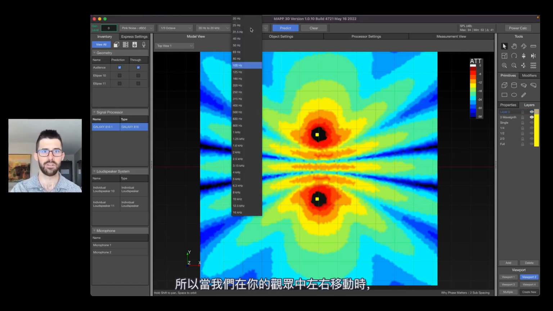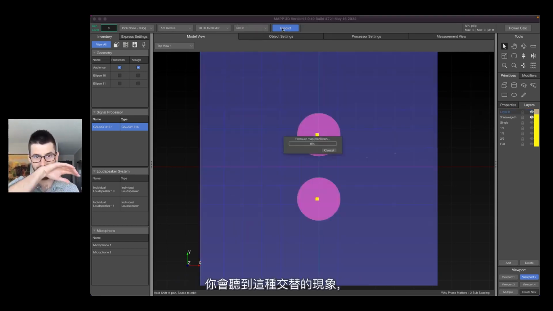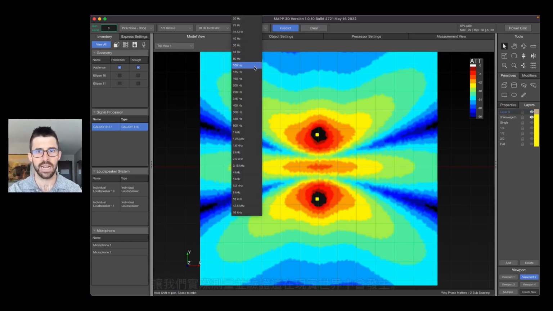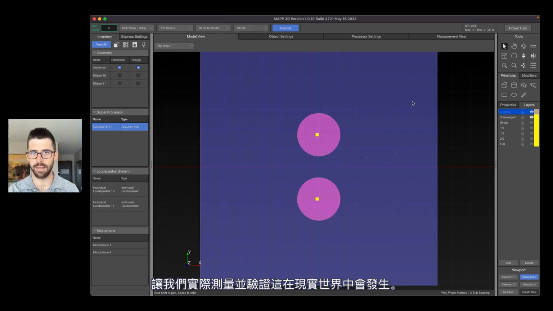So we move down to 50 hertz, let's hit predict, and it's not the same thing. So it's not consistent at every frequency. As you move left to right through your audience, you're going to hear this alternating of like 50 hertz is hot and 100 hertz is low, and now 100 hertz is hot and 50 hertz is low. So back at 100 hertz, let's actually measure and verify that this would be happening in the real world.